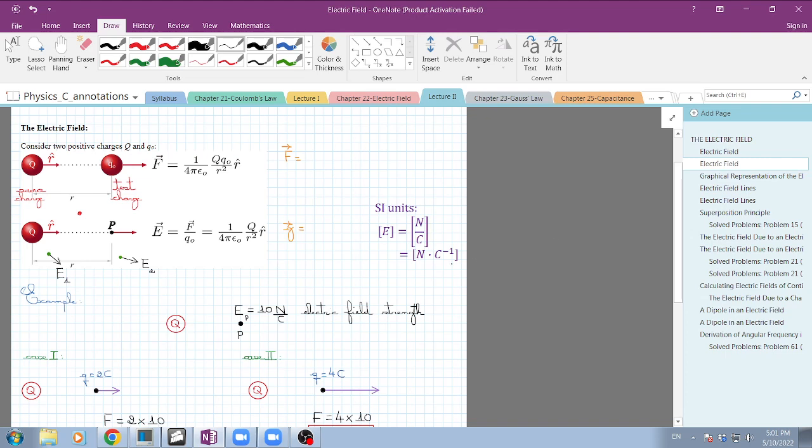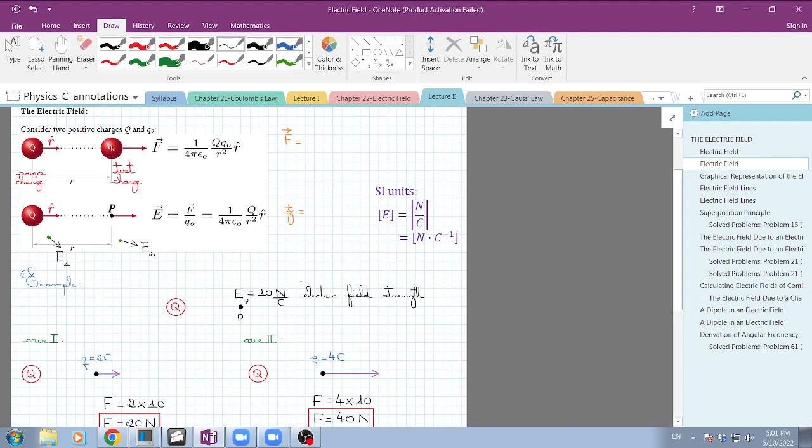And what is the advantage of using this approach? Well, the main advantage here is that for every single point in space, you are going to have assigned a certain value of force per coulomb. So that means for any kind of charge that you put there, it is very easy to calculate the electric force.